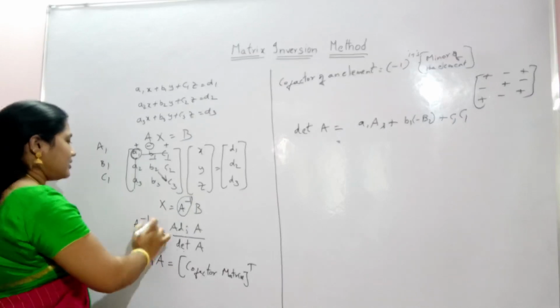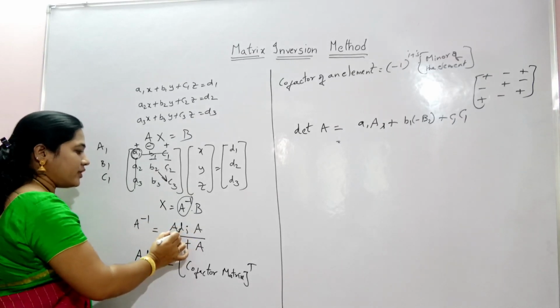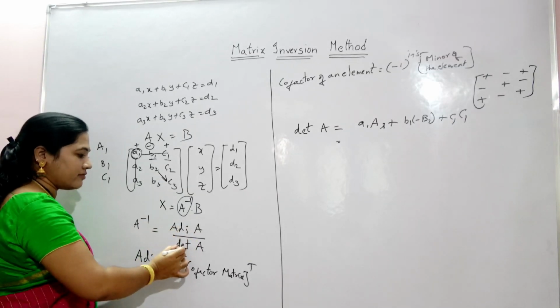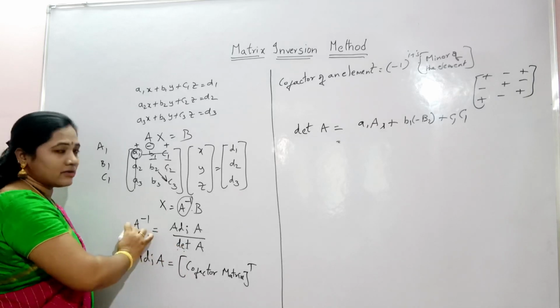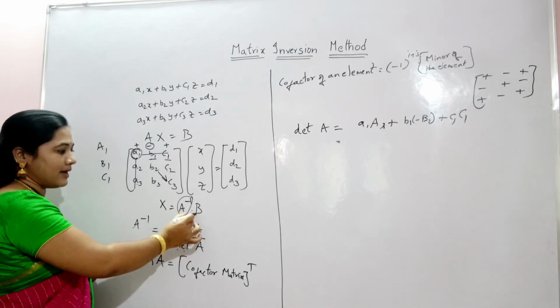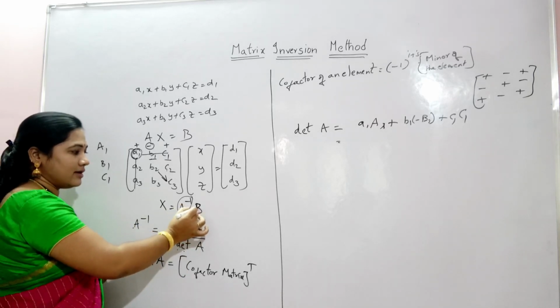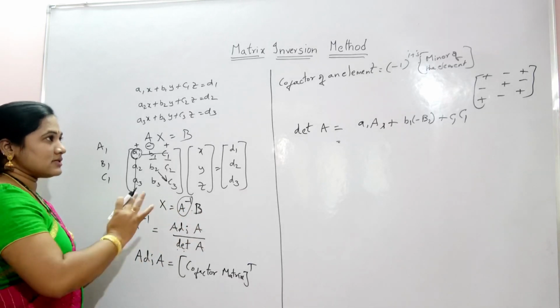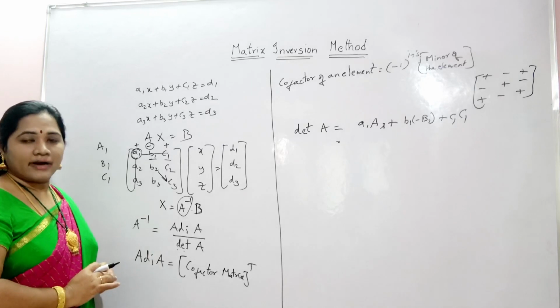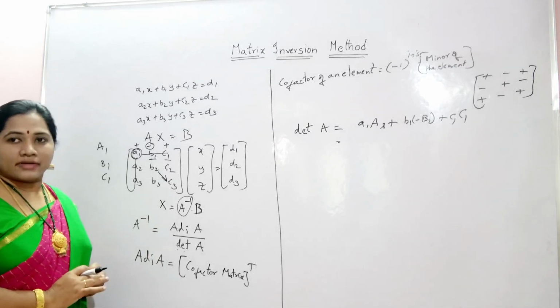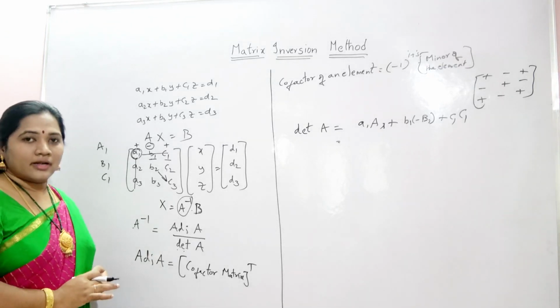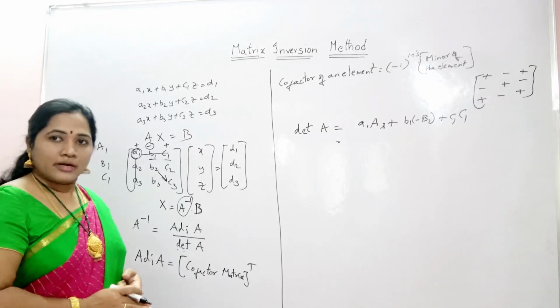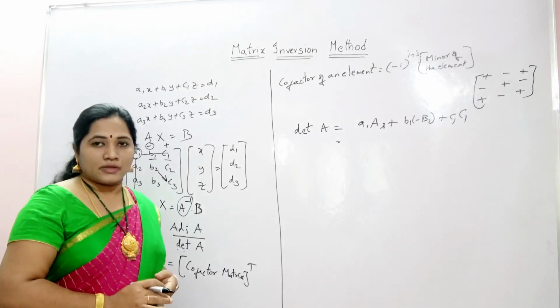Then after getting the adjoint of matrix A and the determinant of matrix A, just find the inverse, and if you multiply with B, you will directly get the X values. So this is the procedure for finding the unknowns using the matrix inversion method. Now I will solve one problem to understand this method very easily.